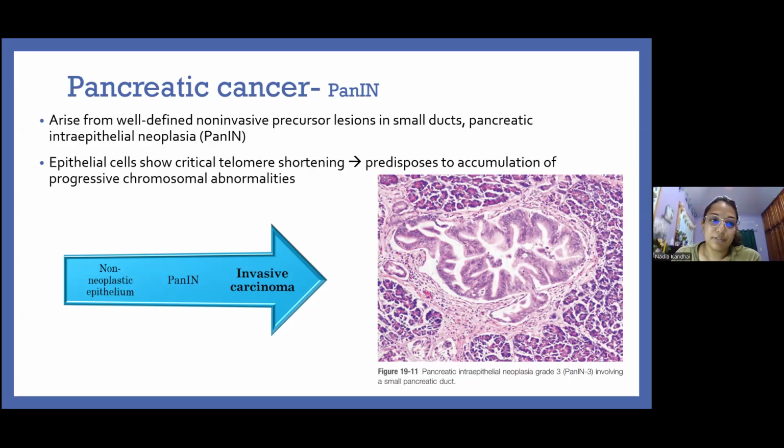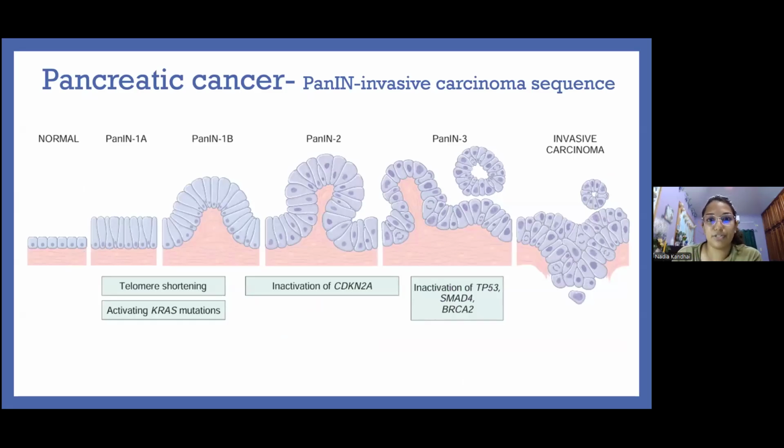Epithelial cells of these show critical telomere shortening, which then progresses to the accumulation of progressive chromosomal abnormalities. So this is the invasive carcinoma sequence. In pancreatic carcinoma, multiple genes are either somatically mutated or epigenetically silenced. The PanIN-invasive carcinoma sequence involves 4 main somatic mutations: the oncogene KRAS and tumor suppressor and DNA repair genes, as seen in the diagram. So it's SMAD4, TP53, as well as P16, and BRCA2 has been found to be implicated.